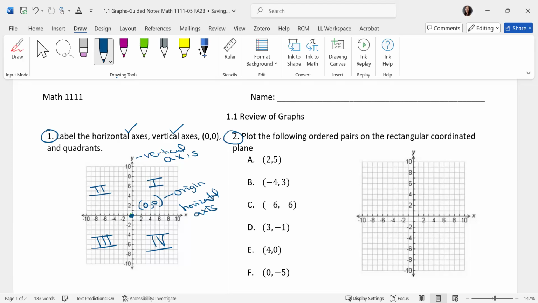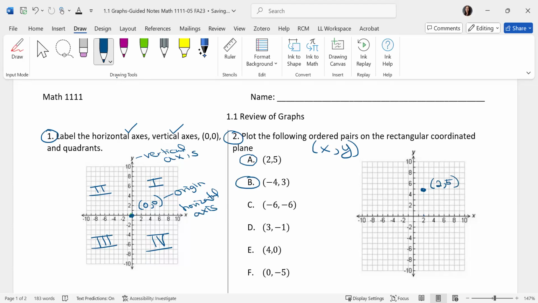Let's look at number 2 and practice plotting the following ordered pairs on this coordinate plane. So if we look at point A, 2, 5, we read the ordered pairs as x value first and then the y value. So when our x value is 2, we go to the x value 2 and then go up all the way to the y value where x equals 2 and y equals 5 meet. So this is our point (2, 5).